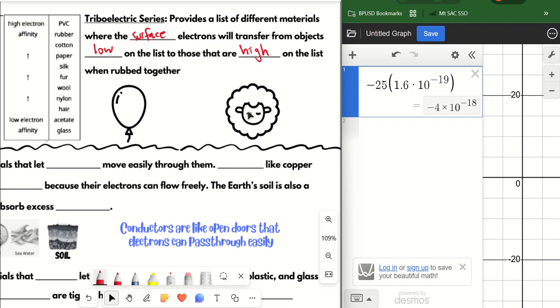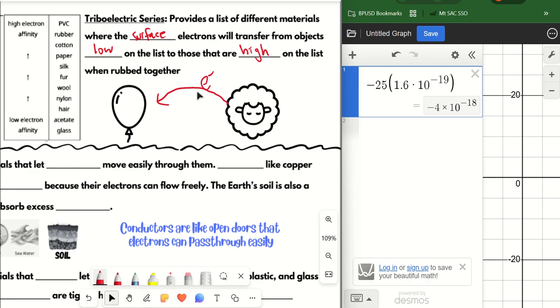So if I'm looking at this list, I could see on the right hand side, this is a sheep. Sheep have wool, so this is where this material is going to land on my triboelectric series. And then the balloon is made out of rubber. This is higher up on my triboelectric series. So if I were to take this balloon and rub it against the wool, I'm going to have electrons that are going to jump from the wool to the rubber on the balloon.